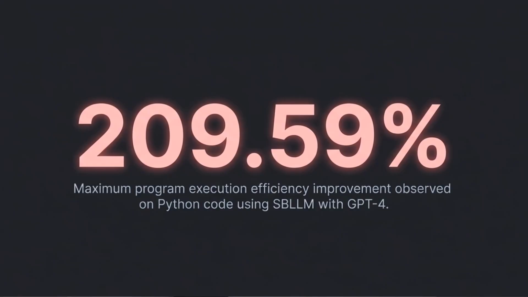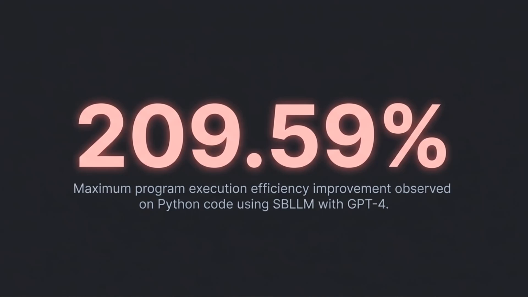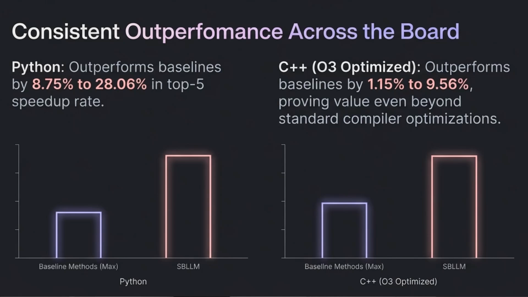So does it actually work? Well, the authors evaluate SBLLM on the PIE dataset covering Python and C++ derived from CodeNet problems with public test cases for feedback and private test cases for evaluation. They compared against multiple prompting baselines across several LLMs, and the key results they report: up to 209% improvement in execution efficiency in their evaluation setting. And there's consistent outperformance across the board, as you can see here.